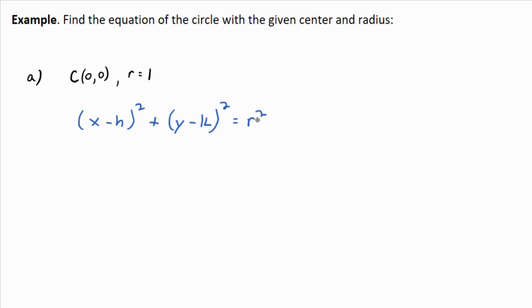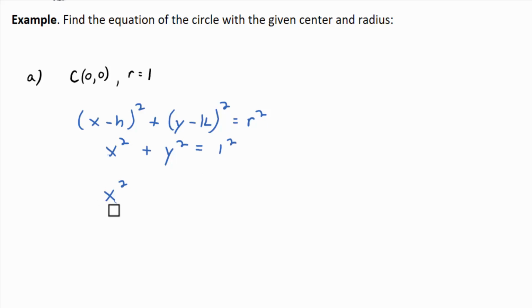So what's h and what's k? They're both 0, aren't they? So what do you get on the left side when you fill those in? x minus 0 squared, am I going to write that? Isn't that the same as just x squared? Same with y minus k squared. y minus 0 squared, I'm not going to write that. I'm just going to write y squared. And then what's r? 1, so 1 squared, but what's 1 squared?